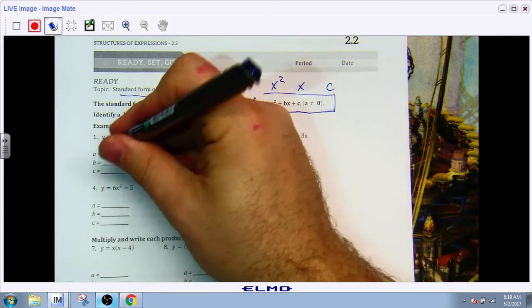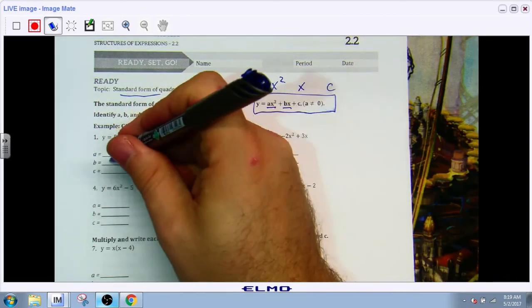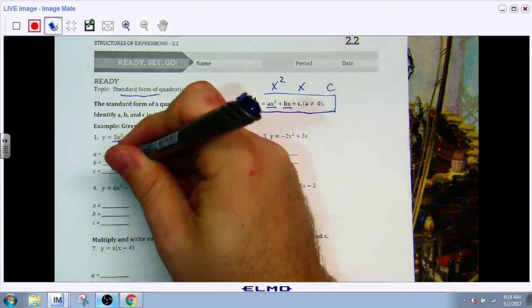Okay? In this case, a would be the number attached to the x squared, so 5. B is the number attached to the x, which is 3. And c is the constant, which is 6.